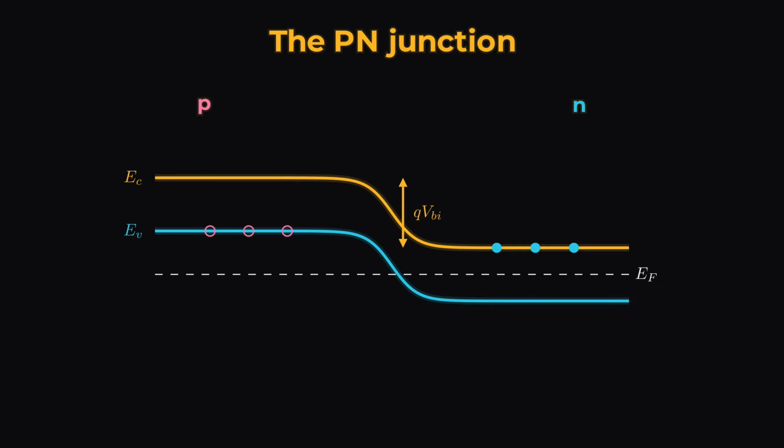That statement connects the two pictures. The band step you see is the built-in potential, drawn as energy. The barrier height is literally this step. That is a cleaner idea than calling it a resistance of the depletion region.